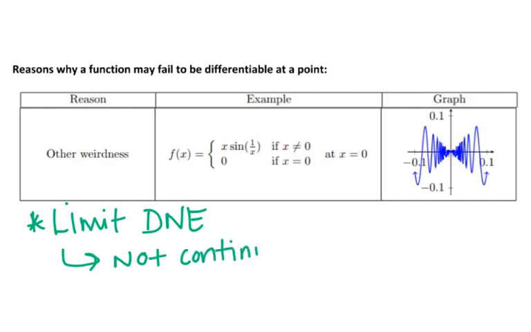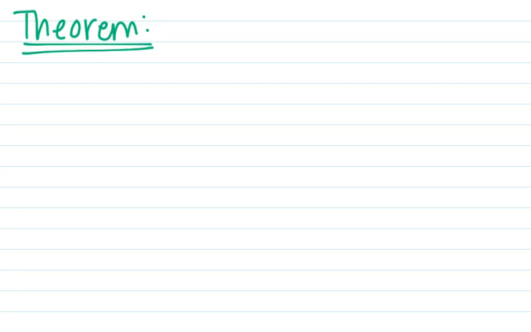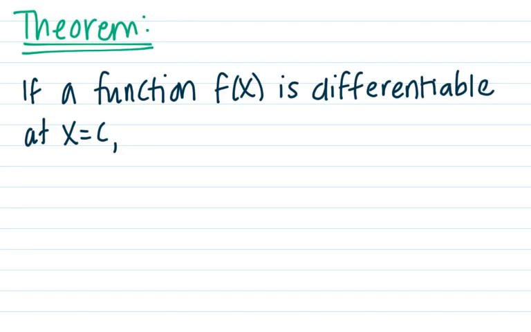It's just another way that that might occur that's a little bit less obvious than the prior example. So if the limit doesn't exist, that means it's not continuous, which means we're not going to be able to find the slope at that point. These last 2 examples are functions that aren't even continuous to begin with, so they're not differentiable for that reason. This brings us to a differentiability theorem that states: if a function f of x is differentiable at a given x value c, then that implies that it is continuous.